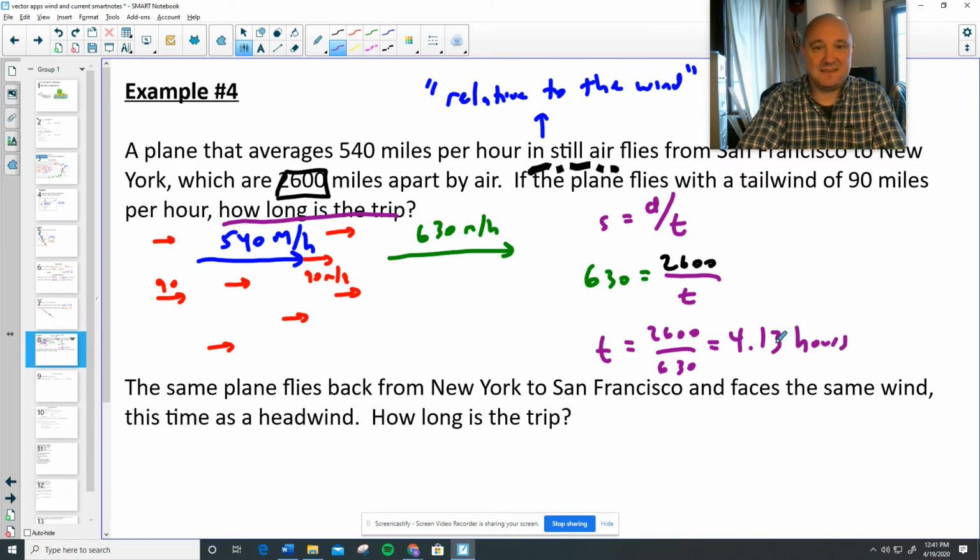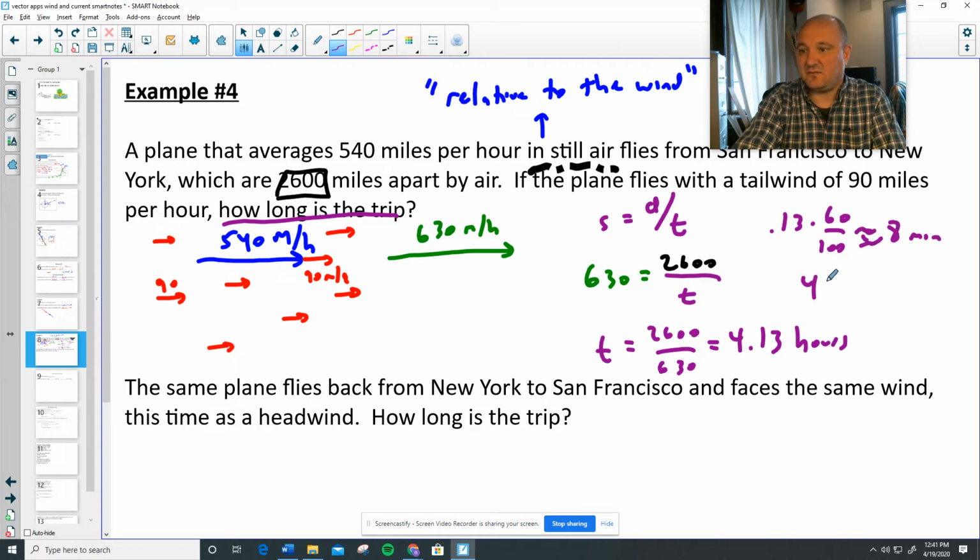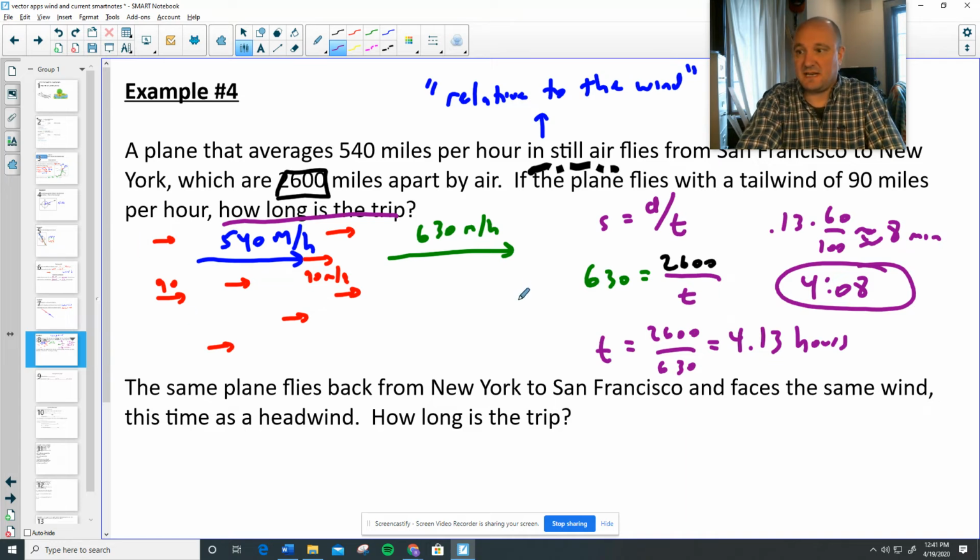Now, we never like to use decimals with hours. We like to convert to hours and minutes. So I just take that 0.13 times 60 over 100, and I get, roughly speaking, 8 minutes. So the best answer here is 4 hours and 8 minutes, written best in clock format. All right, so going from San Fran to New York, 4 hours and 8 minutes.